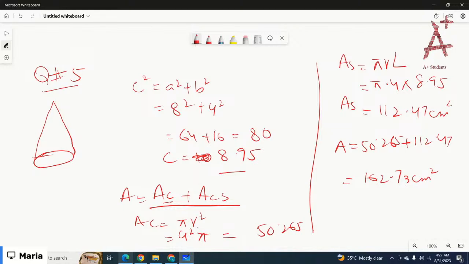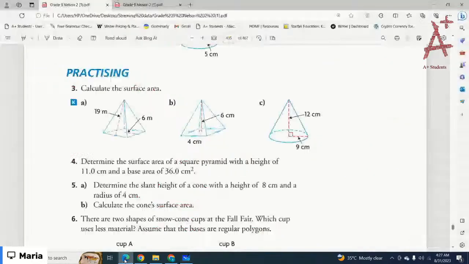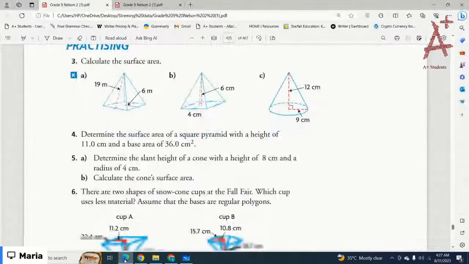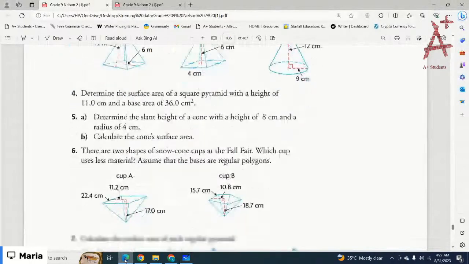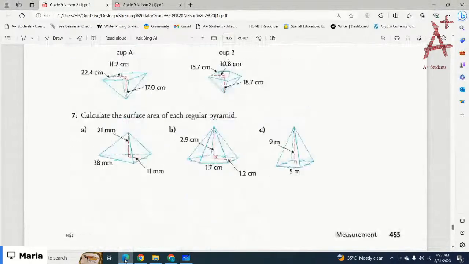Okay, the next one is question number 7. Calculate the surface area of each regular pyramid. So you are given the regular pyramids, you have to calculate the height of the regular pyramid, right?